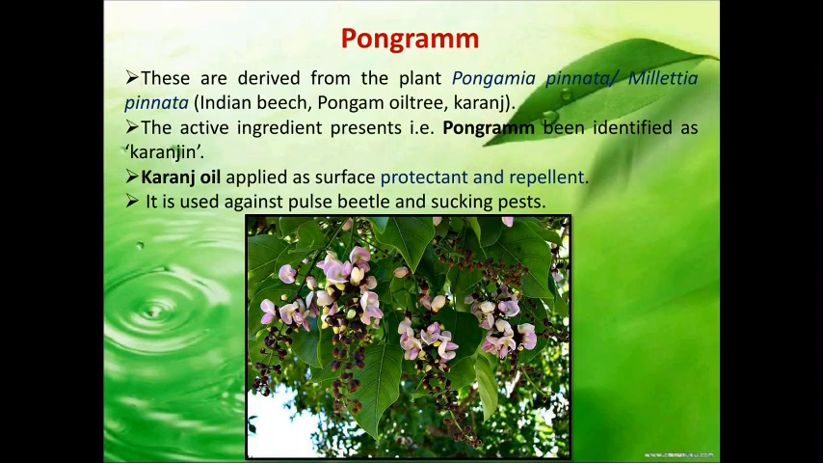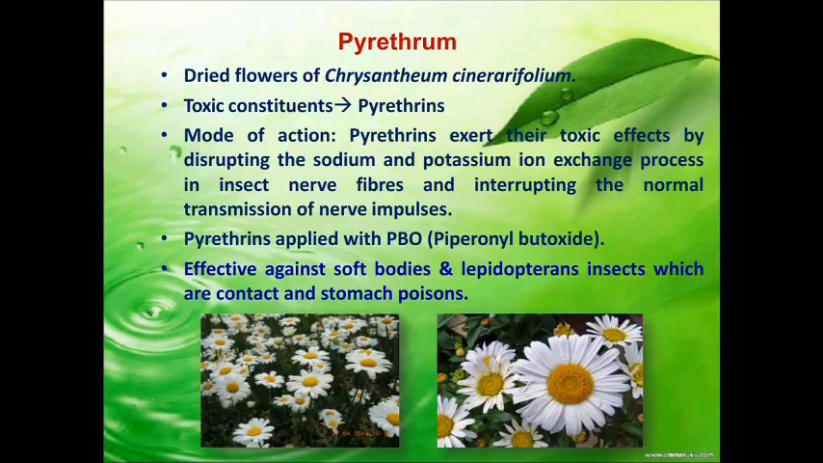Then pongam, these are derived from Pongamia pinnata, that is nothing but karanj, and the active ingredient present in that pongam is identified as karanjin. Nowadays, karanj oil is applied as a surface protectant and repellent against different insect pest populations, and it is very effective against sucking pests and the false beetle.